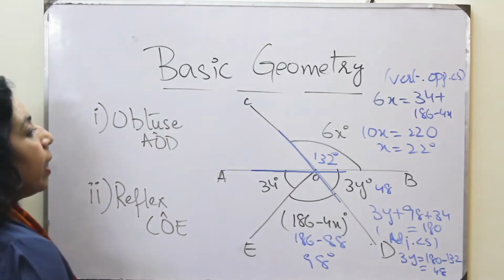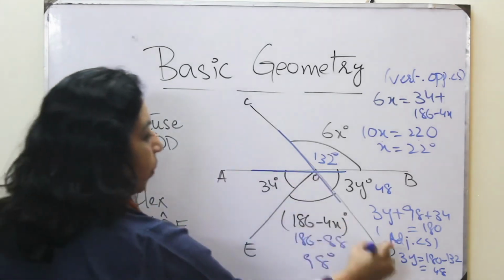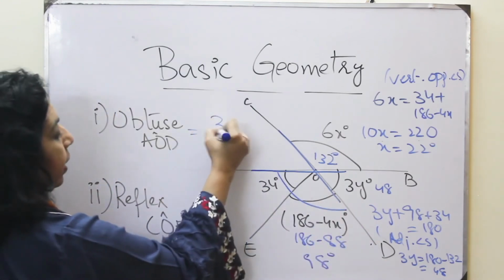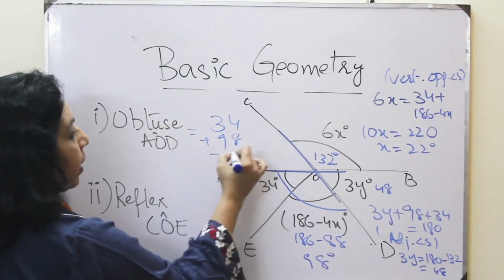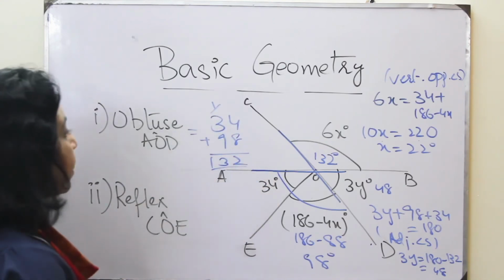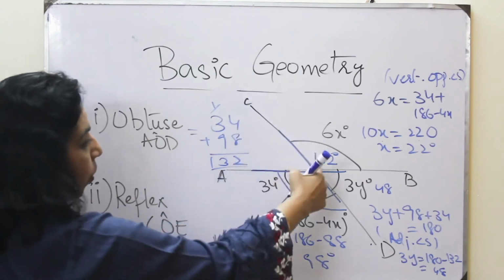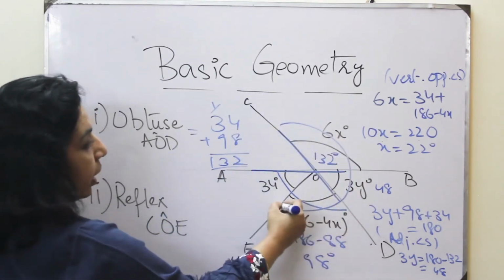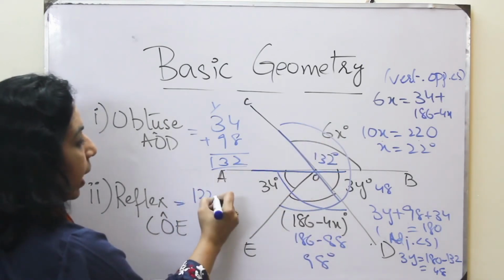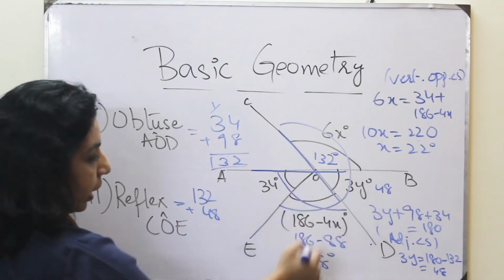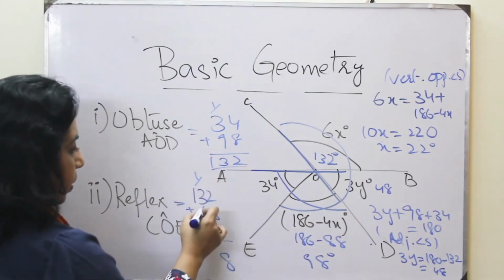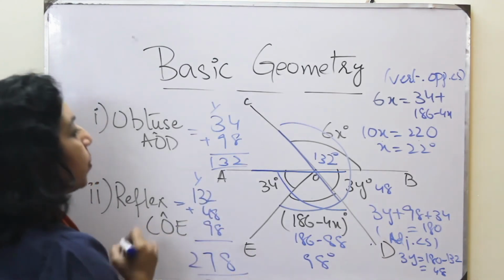So for this AOD, we have to sum these two, that is 34 plus 98, 132 degrees. And when we have to take the reflex of COE, we need this area, so we need 6x, that is 132, plus 3y, that is 48, and then we need 98. If we sum these three, that is 278 degrees.